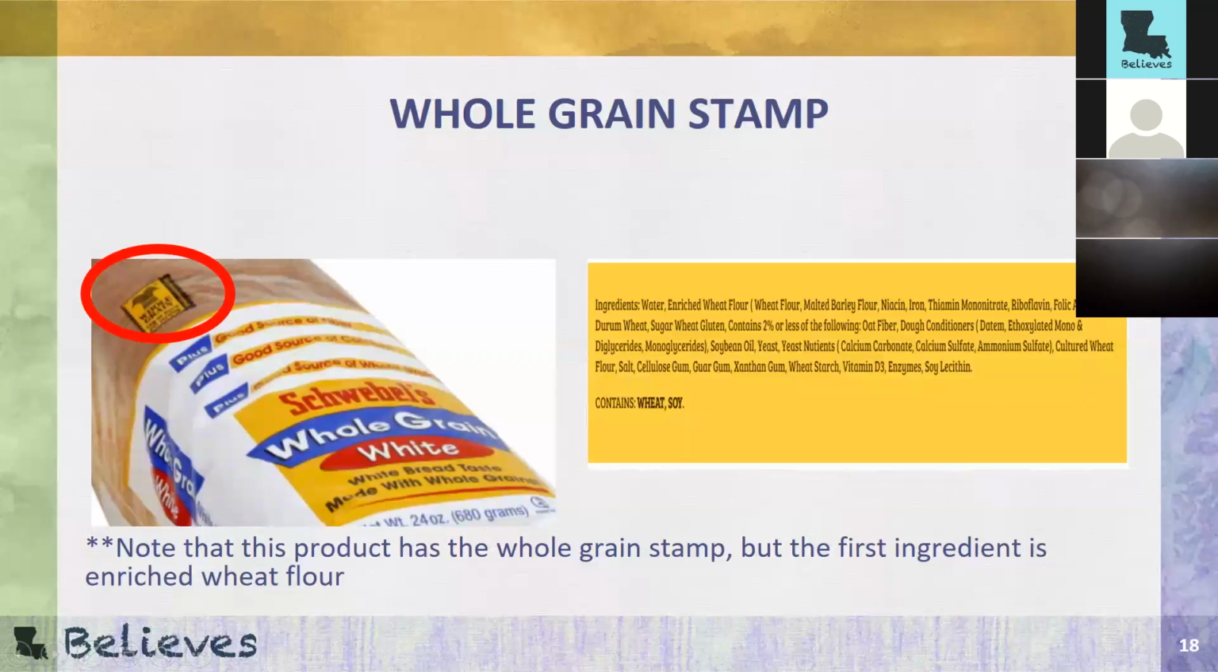The whole grain stamp is good information to suggest that the product contains the proper amount of whole grains, but manufacturers have been adding the stamp to products that are not whole grain rich. As you can see from this product that's on this slide, it says this is whole grain white bread, but the first ingredient on the ingredient label is actually enriched wheat flour and not whole grain wheat flour.